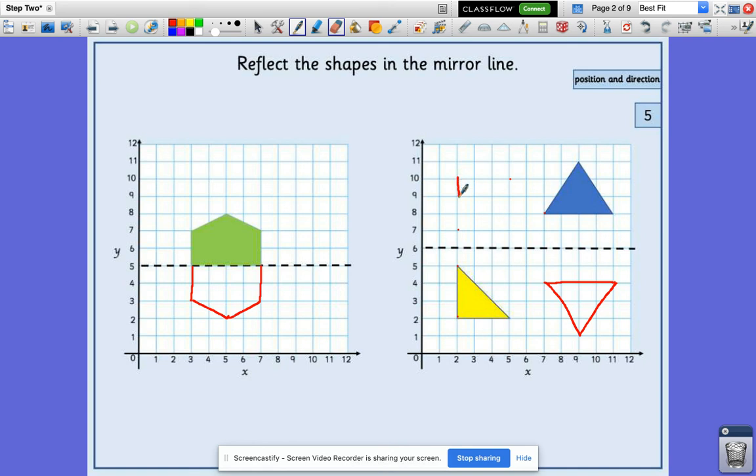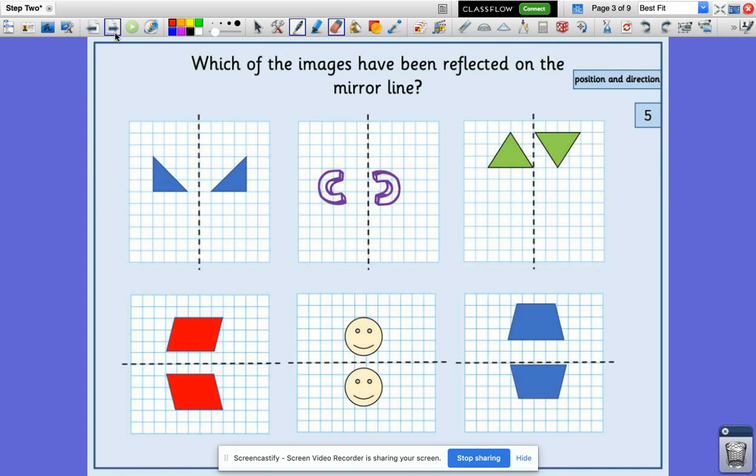Now I'm going to join them up. Steady hand. There you go. And I've reflected all of those shapes in the mirror line.